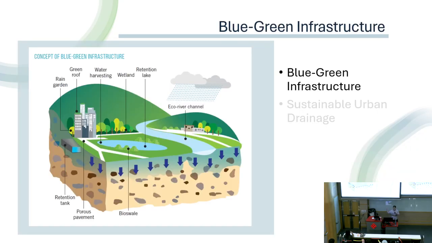From waste, we now turn back into the blue-green infrastructure. I've previously alluded to what the blue infrastructure is and what the green infrastructure is, and what that means is just what's blue and what's green. On screen right now is some of the various infrastructure that's used inside urban locations. For example, we've got the Eco River Channel. So Tree Ping River is a very good example.